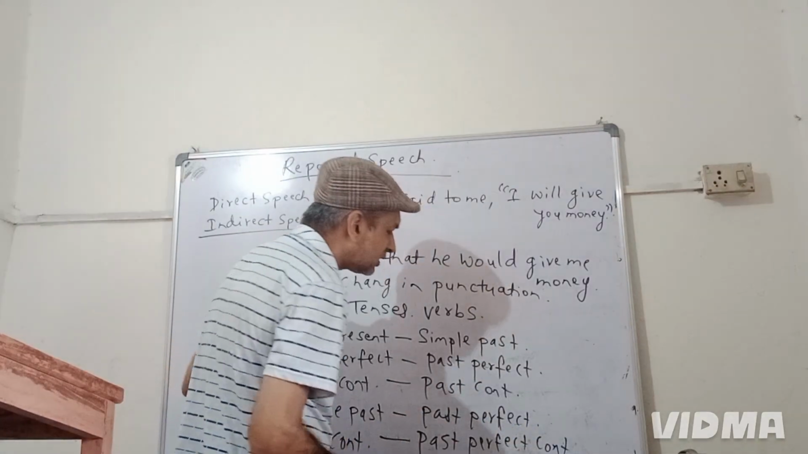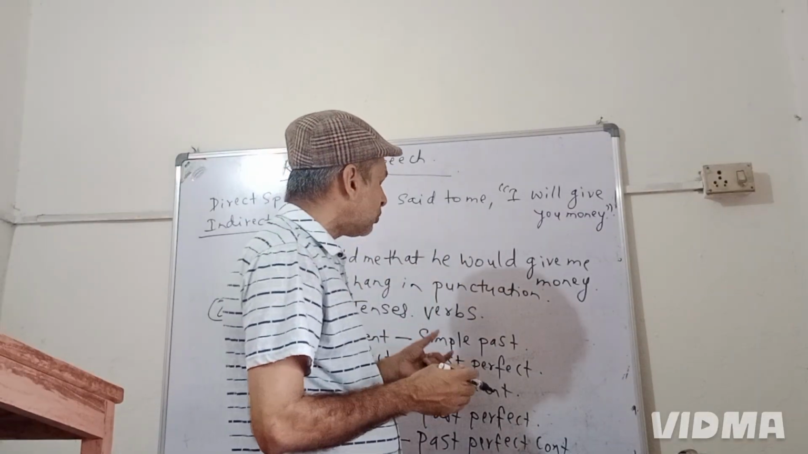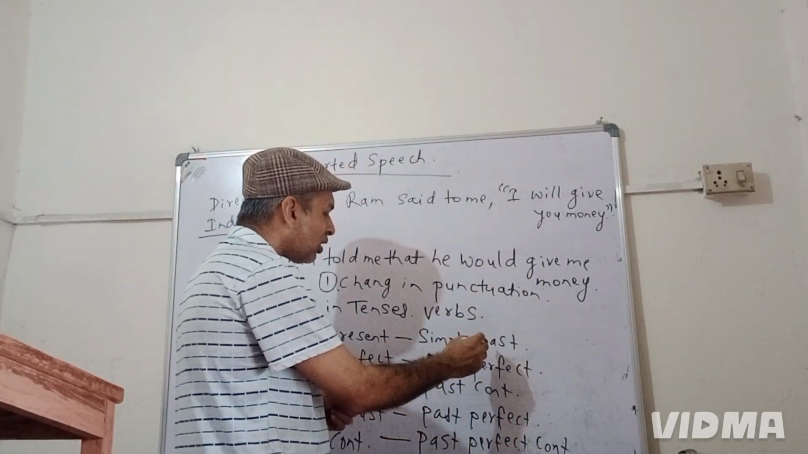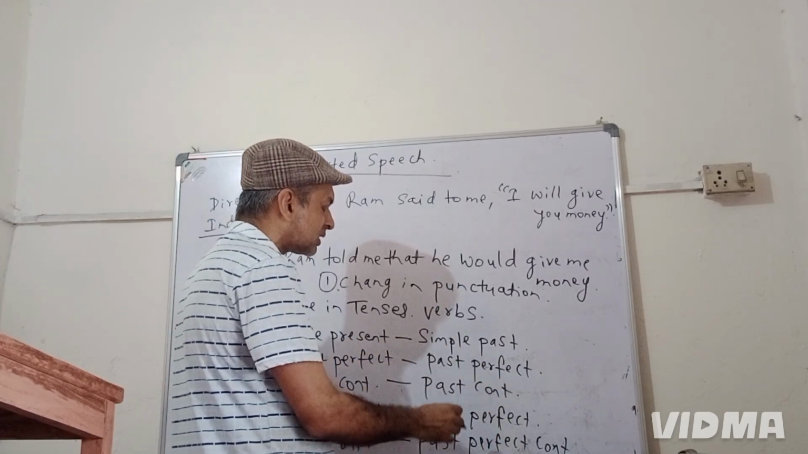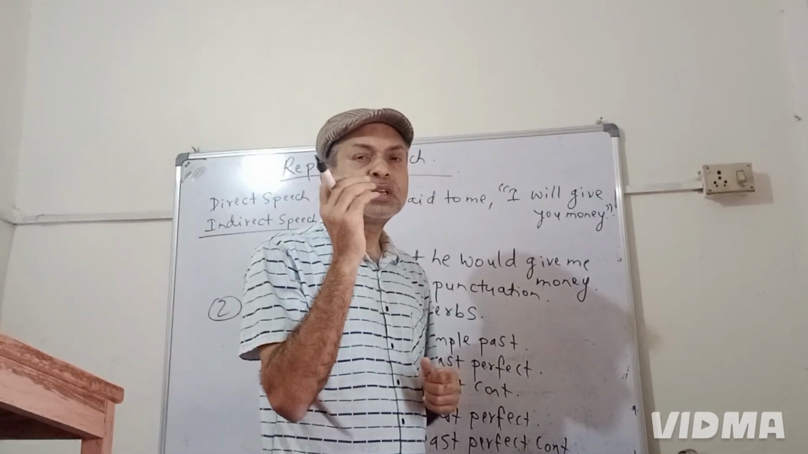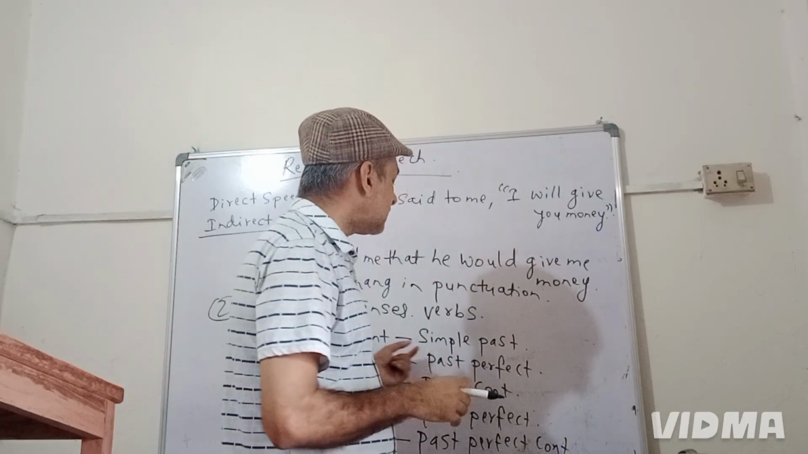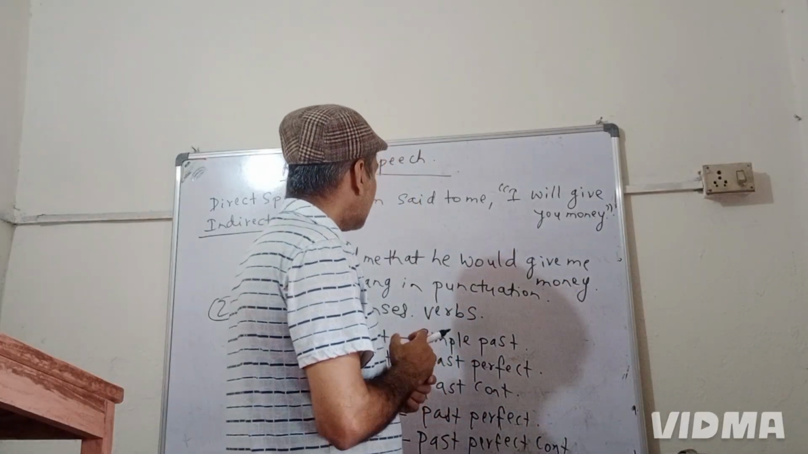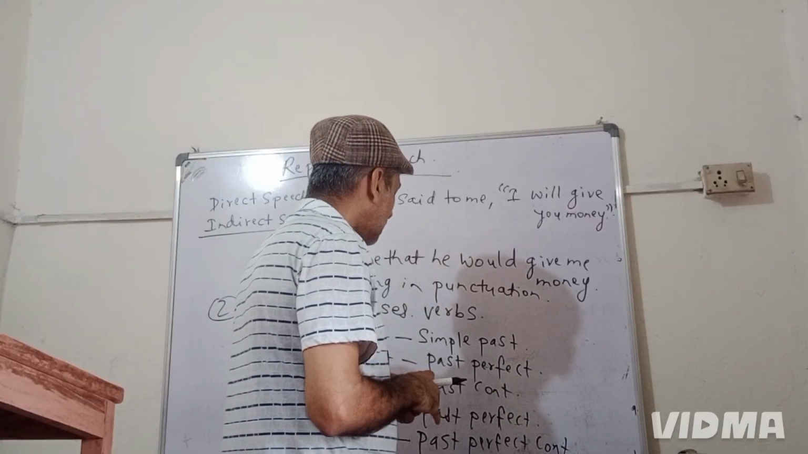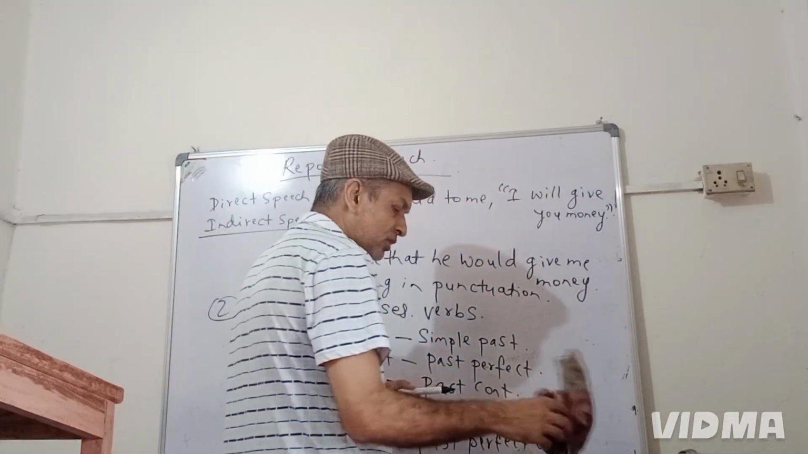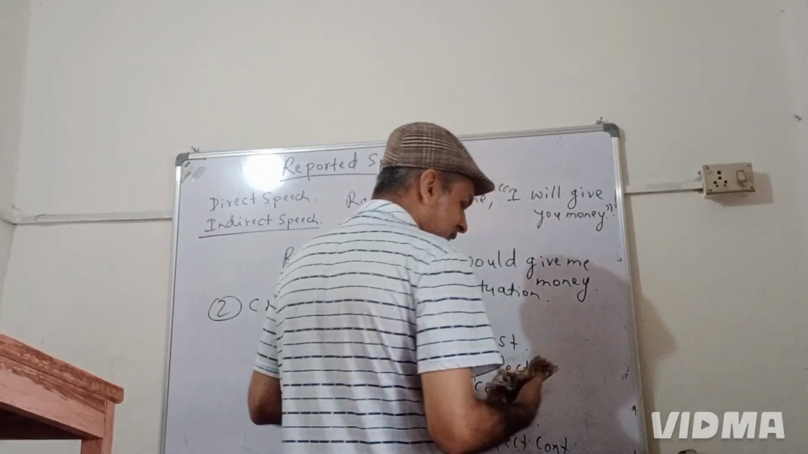So as for the change in tenses and verbs, you have to remember these rules. Now generally you see all the tenses are changed into past. This is the basic rule of reported speech, that the tenses have to be changed into the past form. And as for other changes, first of all, I would like to give you some examples.